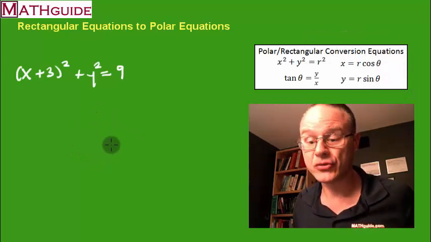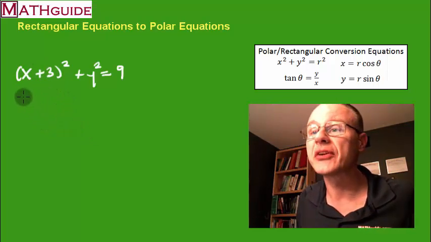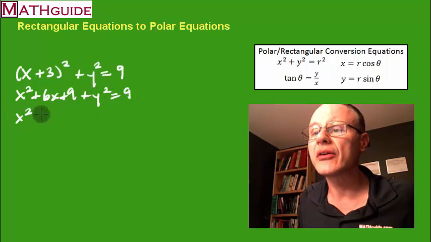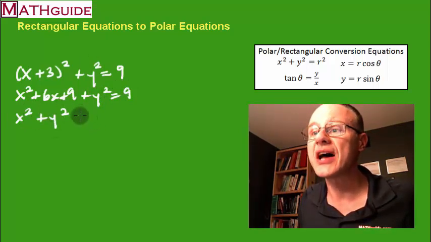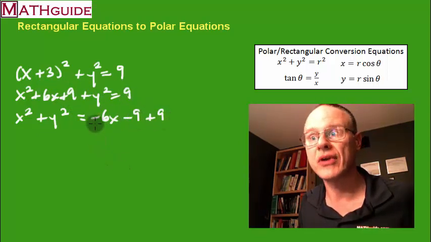Okay, well, let's do a little bit of algebra. If I square this, that means x plus 3 times x plus 3. I get x squared plus 6x plus 9. I can move the x squared and the y squared next to each other, move everything else on the other side. So that means move the 6x over to become -6x, move the 9 over to become -9, and remember I do have a 9 sitting there already.